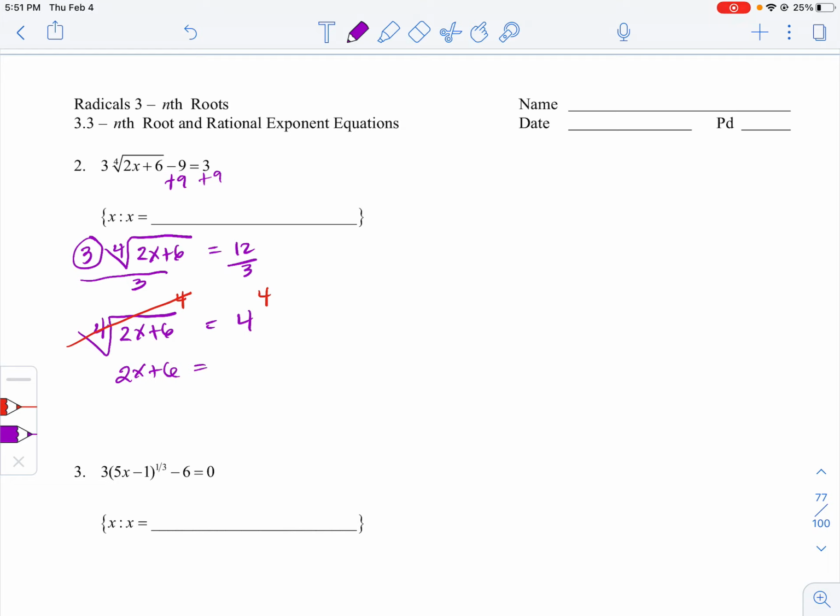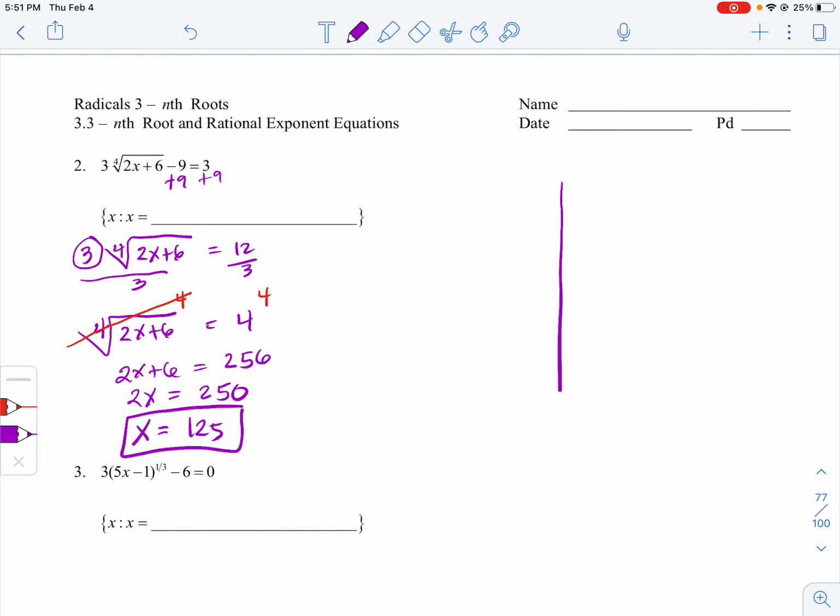4 times 4 times 4 times 4. 4 to the power of 4 is 256. You'll subtract 6 on both sides. You'll get 250. You divide by 2 on both sides: 250 divided by 2 is 125.